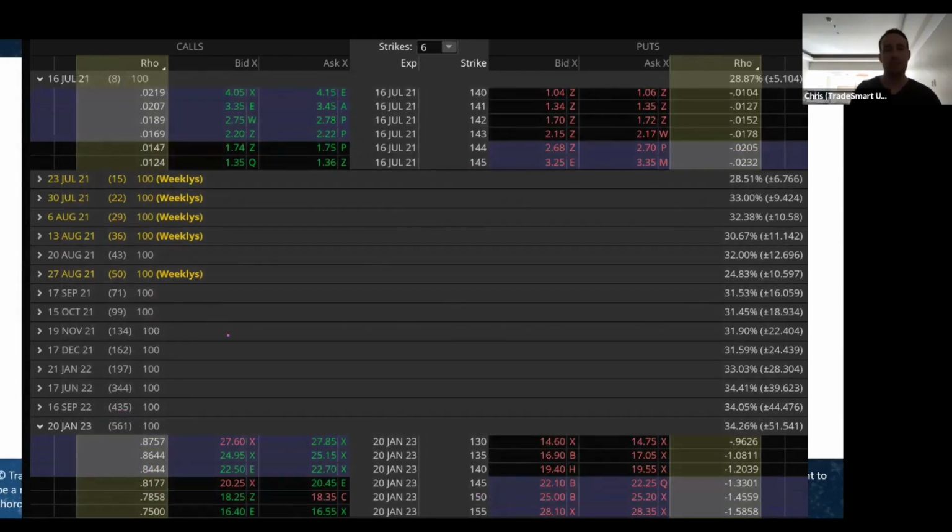So that's basically it. They're much bigger as you go further out in time and much smaller as you're close in time. Again, positive for calls, negative for puts. And that's all we have to know about for Rho. All right, last one that we're going to talk about here is Vega.